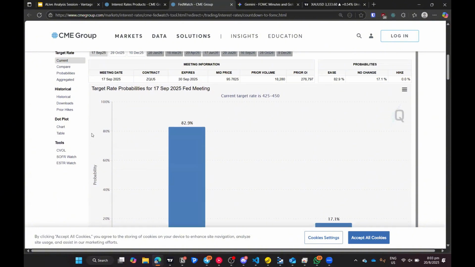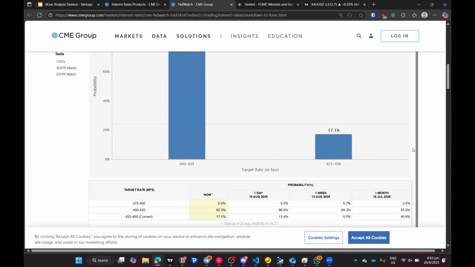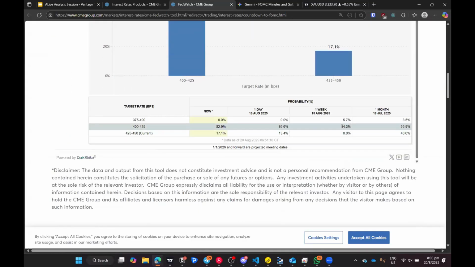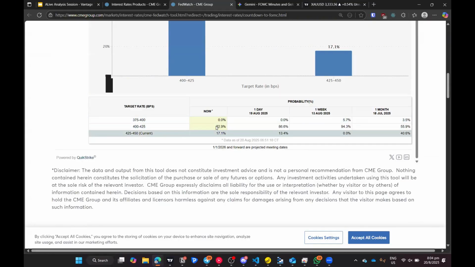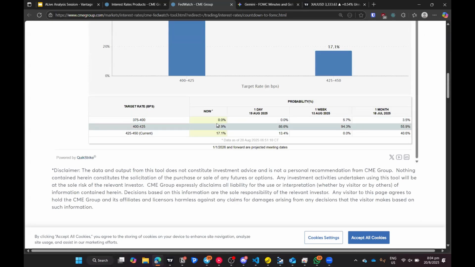What's interesting for the upcoming 17th September federal meeting is that 1 week ago, it was at 94.3%, and this is looking at a 25 basis point cut. Because of the recent news, you can see that percentage dropping down to 82.9%. Even though it's a drop of about 12%, the overall consensus is still largely towards a 25 basis point cut.